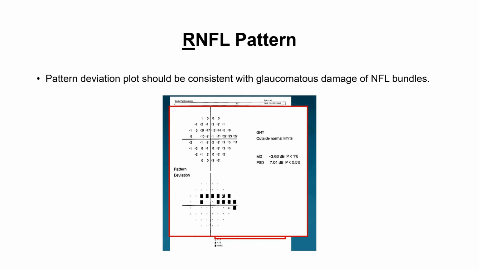the paracentral defect with nasal stepping, with glaucoma hemifield test outside the normal, and minus 3.6 decibels mean deviation, and 7 decibels pattern standard deviation, this is representing glaucoma, moderate glaucoma.